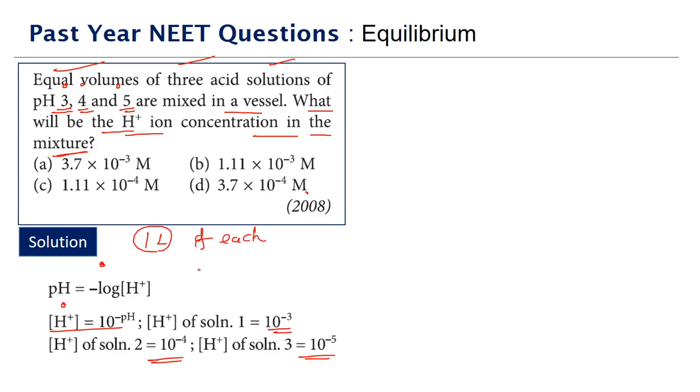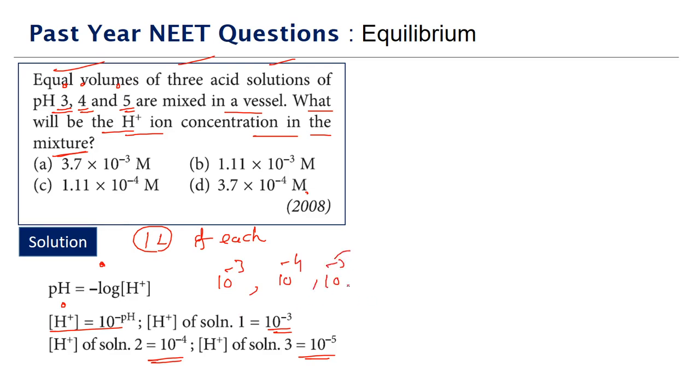We consider 1 liter of each. So in 1 liter solution, since the concentration is 10 to the power minus 3 moles per liter, if we take 1 liter of solution, what will be the number of moles? 10 to the power minus 3. What will be the number of moles in the second solution? 10 to the power minus 4. What is the number of moles in the third solution? 10 to the power minus 5.